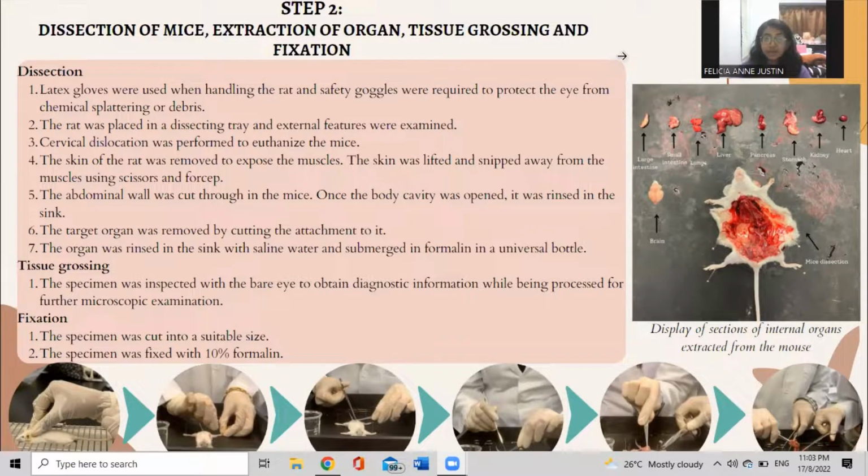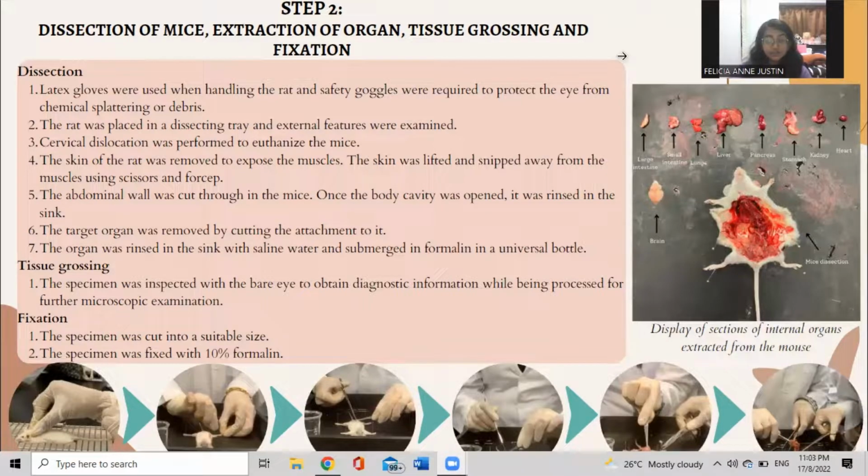The skin of the rat was removed to expose the muscles. The skin was lifted and snipped away from the muscles using scissors and forceps. The abdominal wall was cut through in the mice. Once the body cavity was opened, it was rinsed in the sink. The target organ was removed by cutting the attachment to it. The organ was rinsed in the sink with saline water and submerged in formalin in a universal bottle.